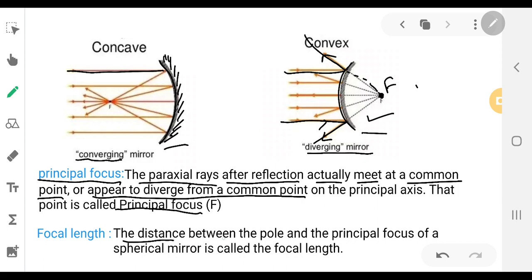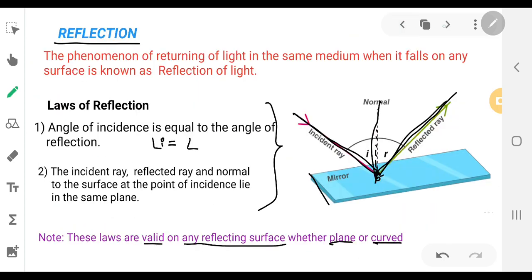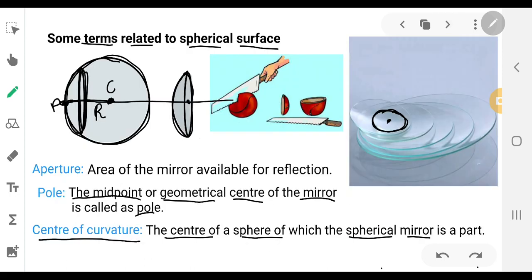The distance between the pole and the principal focus of a spherical mirror is called the focal length. So this is all about reflection, laws of reflection, and some terms related to spherical surfaces or spherical mirrors. If it reflects, it is called a mirror, a spherical mirror.